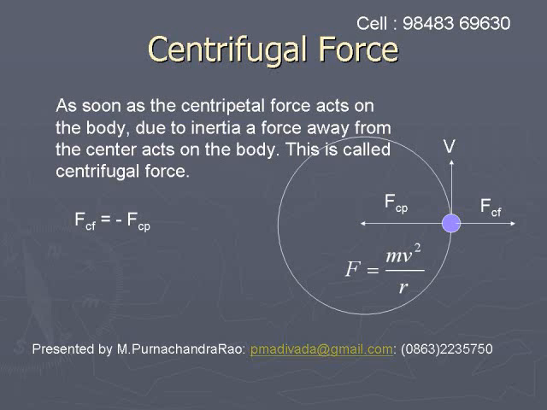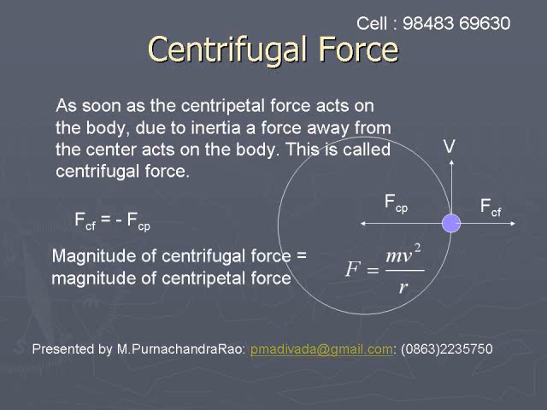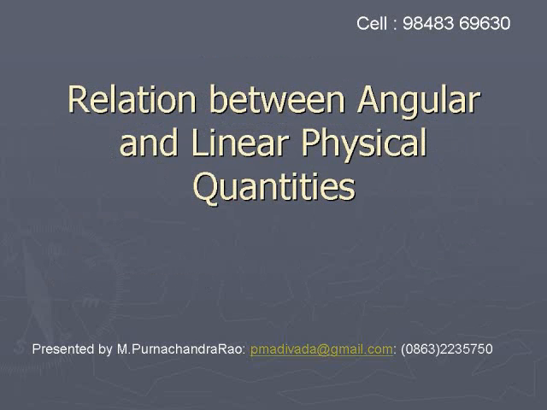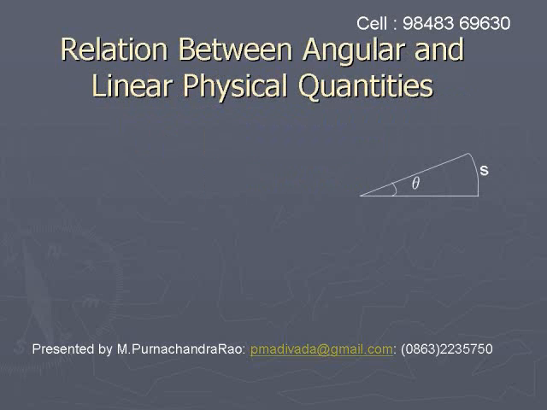In the figure, you notice centripetal force towards the center and centrifugal force. CF indicates centrifugal. It is away from the center. So the relation between them is written as FCF is equal to minus FCP. The centrifugal force is equal to minus the centripetal force, but their magnitudes are equal. Relation between angular and linear physical quantities.